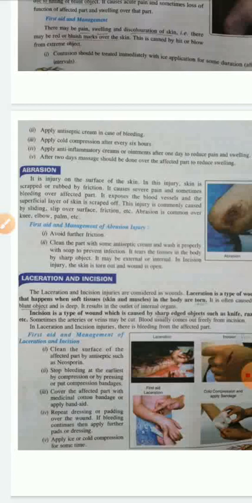So first, avoid further friction. Next, clean the skin after that. Then use antiseptic cream over the affected part. This is the first aid management for abrasion.